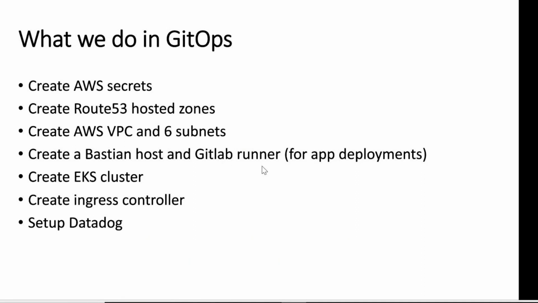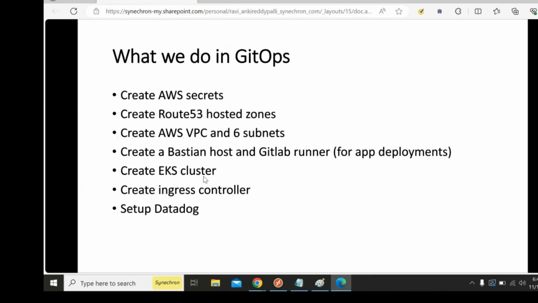Next, we are going to create the EKS cluster. The EKS cluster, we are going to create with one master node and 3 worker nodes by default. If they need more worker nodes, we are going to change the configuration and re-execute the Terraform script. Then we can increase the number of nodes.